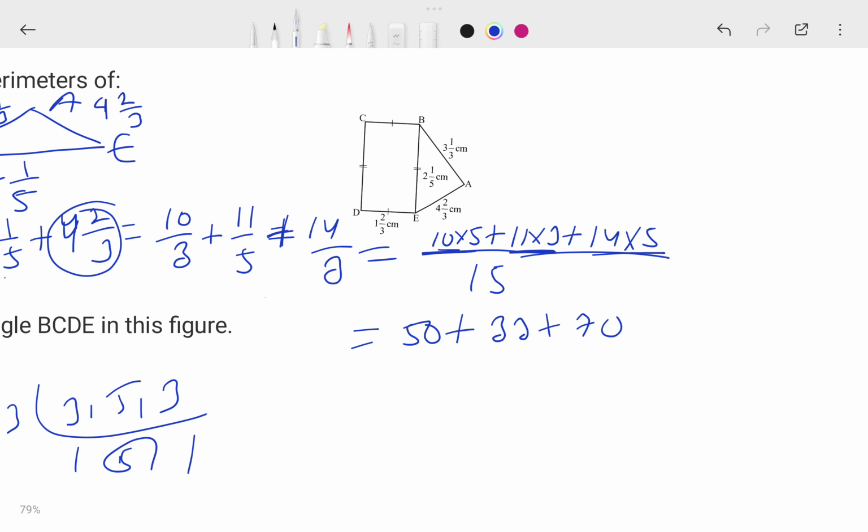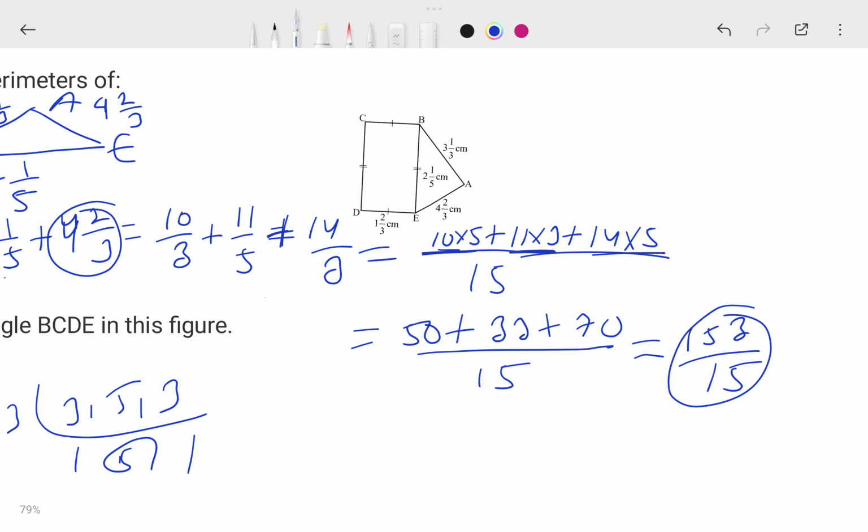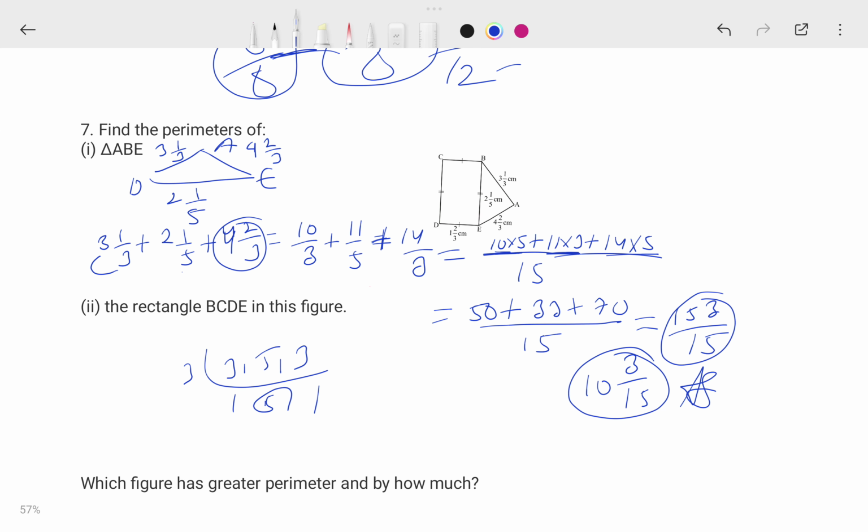Now the denominator is 15. Now we have to add 50 plus 33, that's 83, plus 70, that's 153. So 153 by 15 is our answer, or you can also write it like 10 by 15 by 3. You can write it like that. So this is our answer. You can see, okay, so the answer is like that. You can write it here.